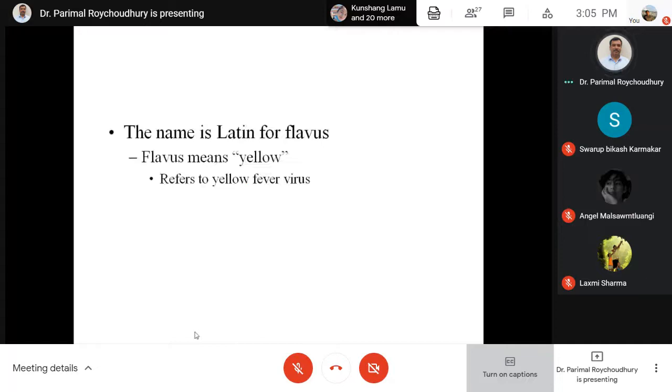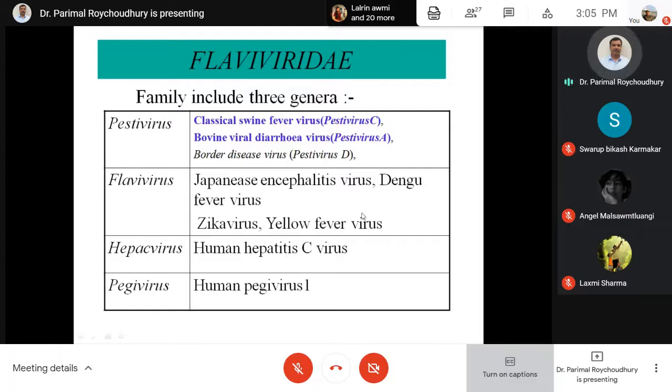So this group, Flaviviridae, includes all the diseases you're very familiar with. All of you have heard about dengue fever in humans. All of you have heard about Japanese encephalitis, JE infection. Of course, we are not going to discuss those diseases. Zika virus and yellow fever are important members of the Flavivirus genus. However, in animals, we are more interested in an important disease in pigs, classical swine fever.